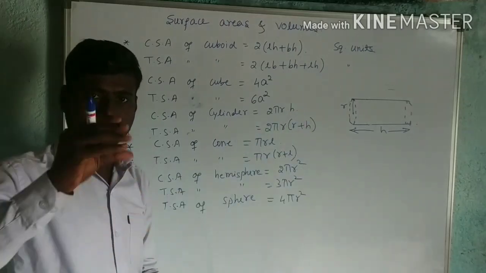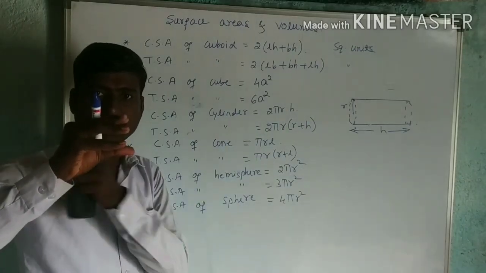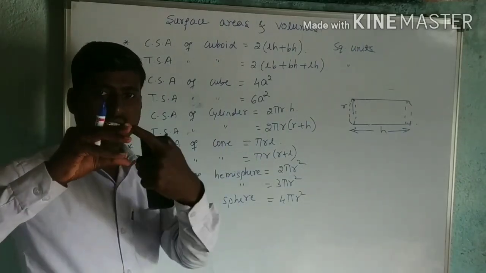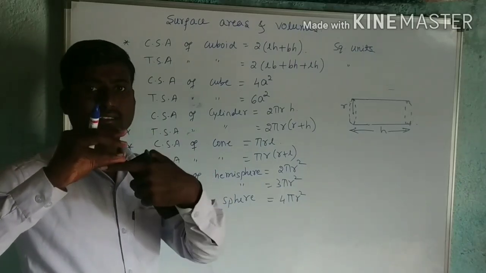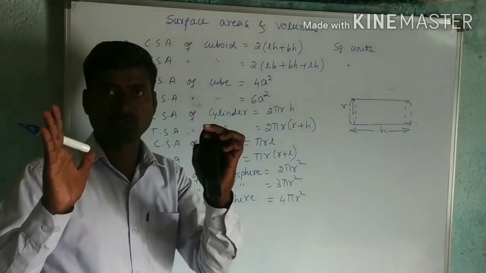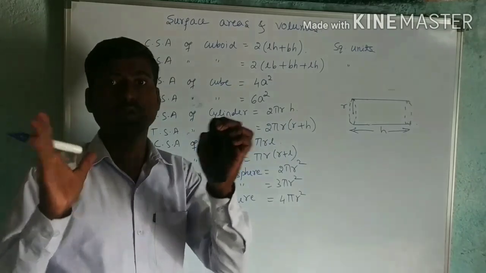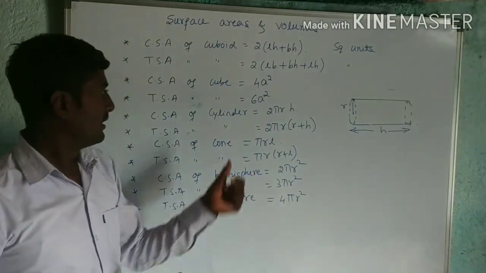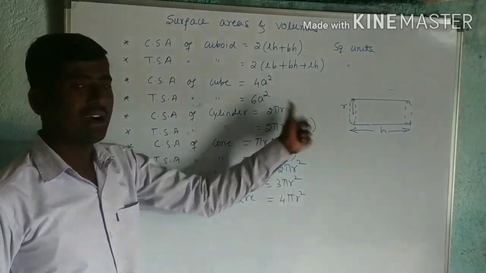So this side and this side both are open. So only this curved surface area remains. Those two open areas are not closed. That is open. Now CSA of cylinder is 2 pi RH.